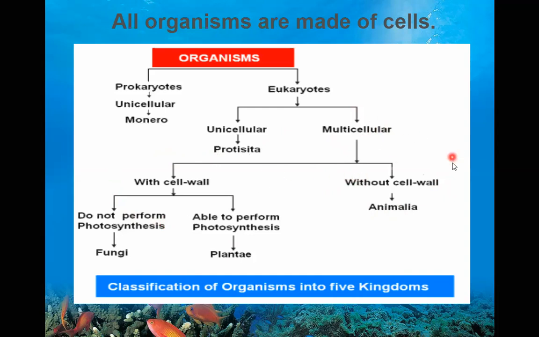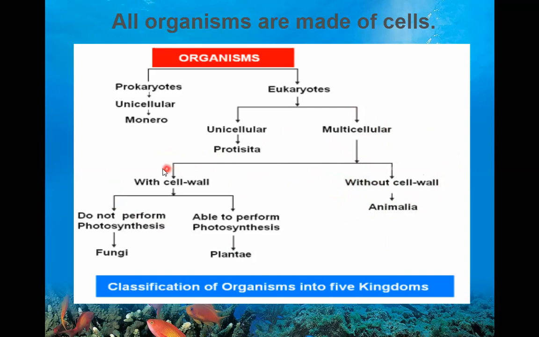The organisms which do not have a cell wall are known as animals. They are included in the group Animalia, like dolphins, kangaroos, human beings. Their cells do not have a cell wall, so they are categorized into a different category. Although they are multicellular, they are still categorized into a different category.